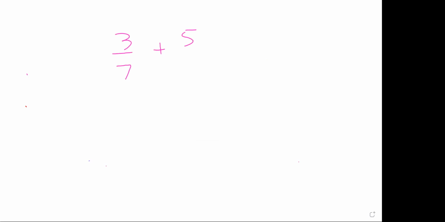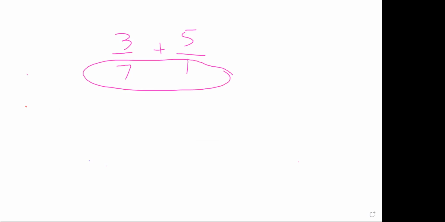So remember, 5 is a whole number, so I'm going to do 5 over 1. Anything over 1, 5 divided by 1 is 5, right? So you have to set it up that way. Now, after you set it up, you look at the denominators. Do we have a common denominator? Nope. But the thing is that we've got these two denominators, 7 and 1.